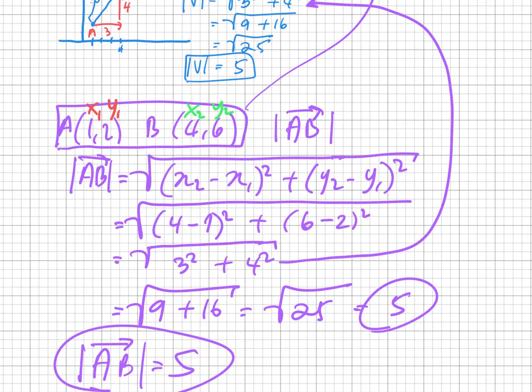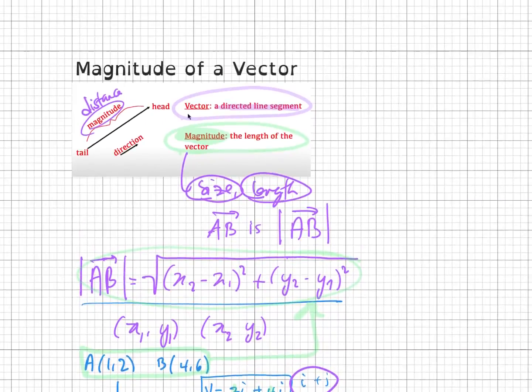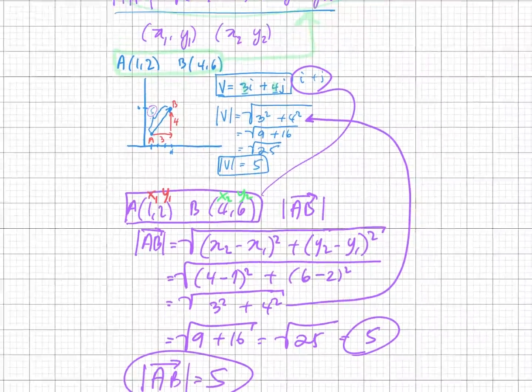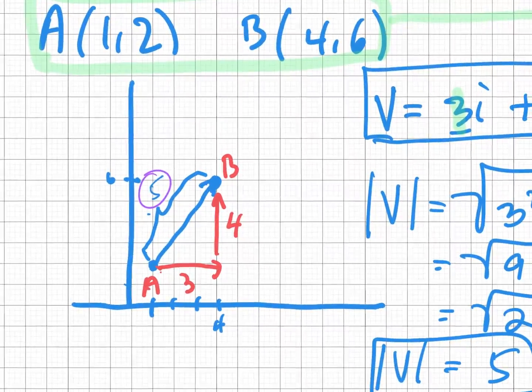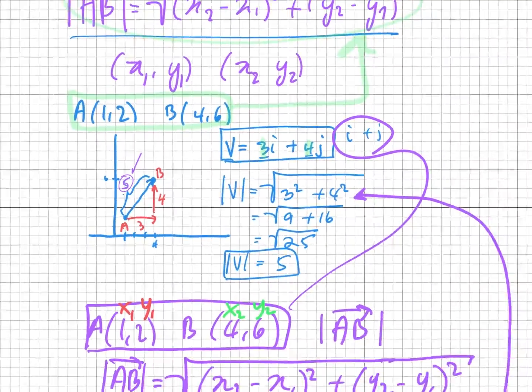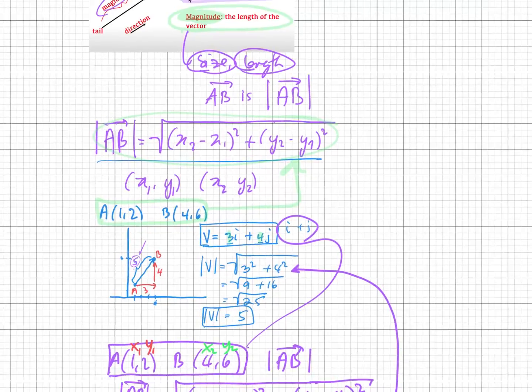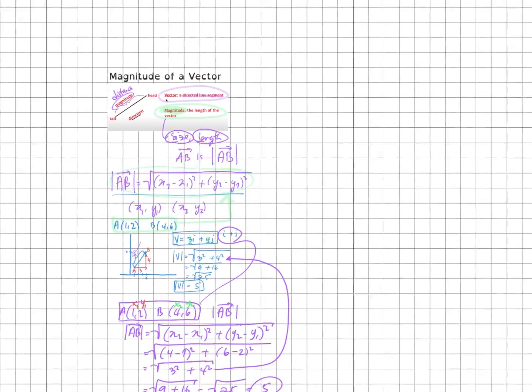So that actually is going to prove our point when we graph it here. Look at this graph. We have 5 in here, so it's going to be correct. I hope you understand about magnitude. So far so good. These are the basics of your vector.